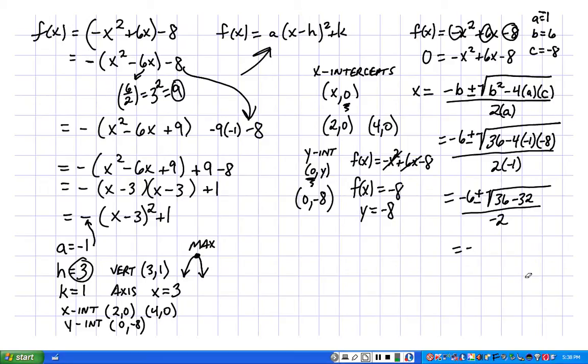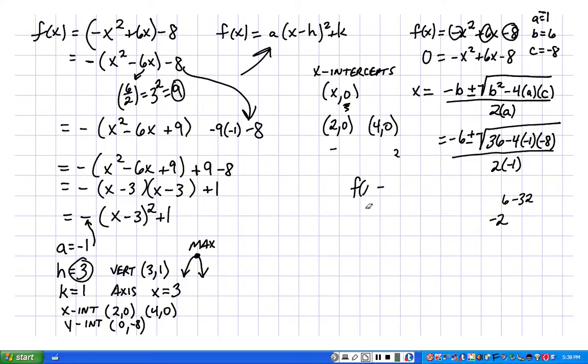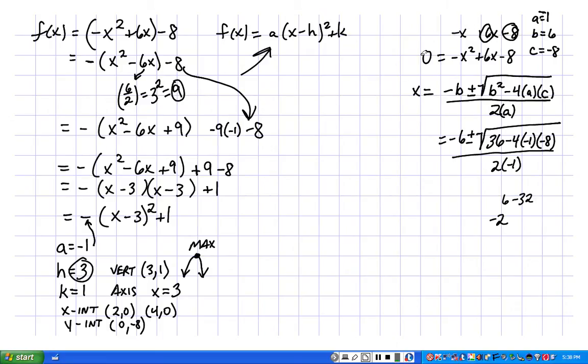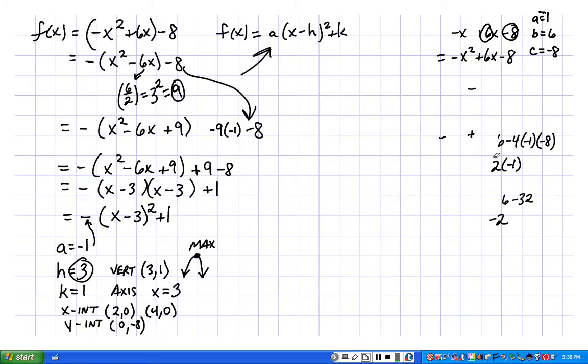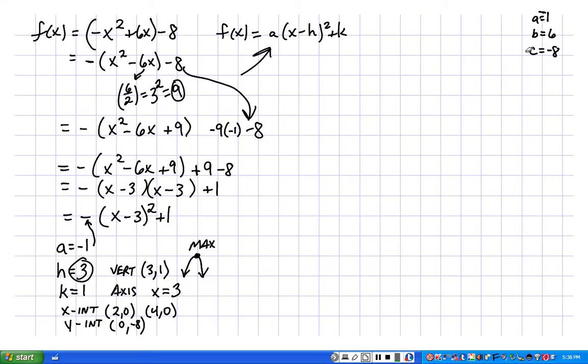So what we can do with this information, let's just erase all of this here. Okay. Give ourselves some room. Alright. Bear with me for a moment here. Okay.